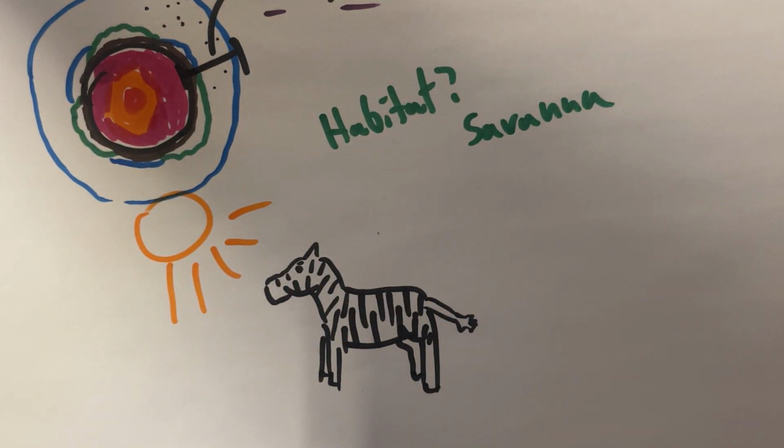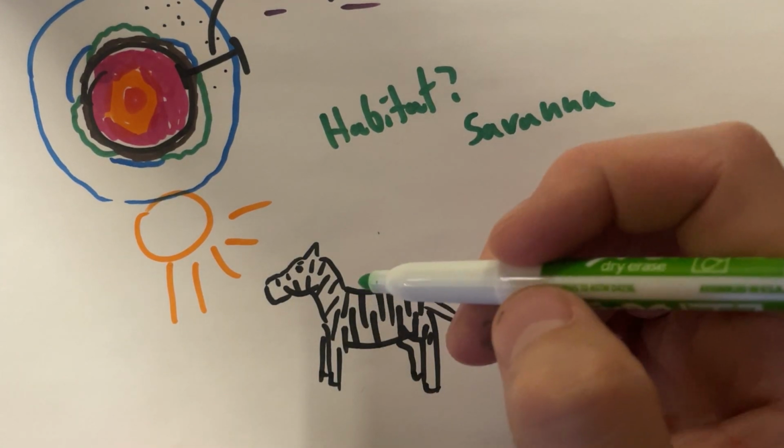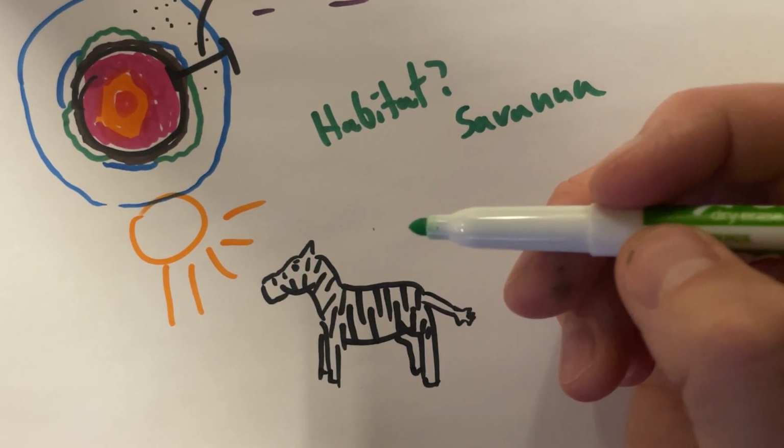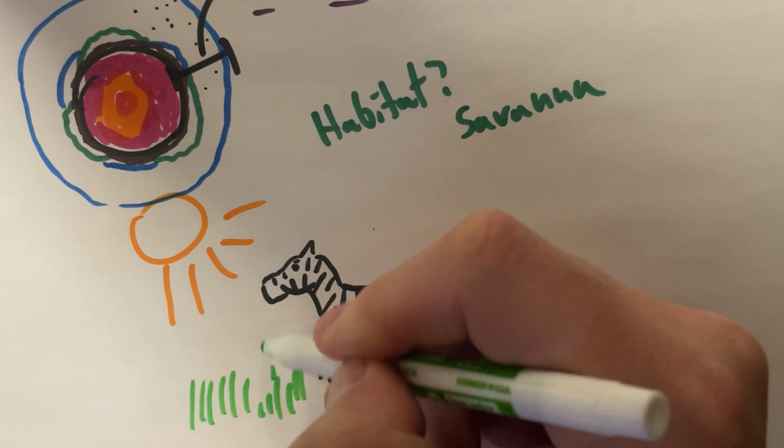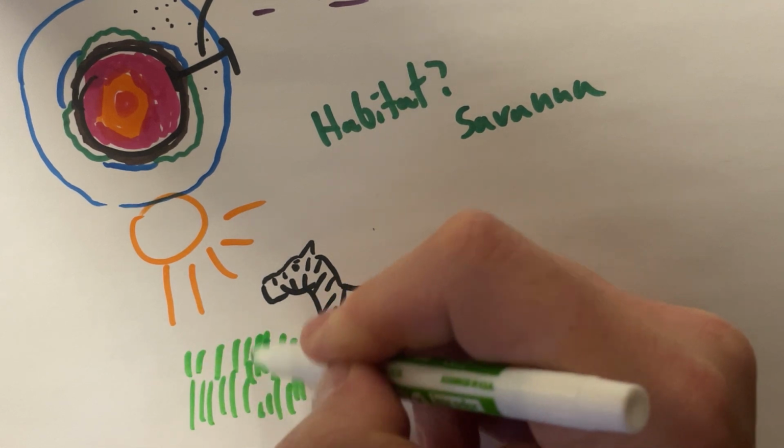Is the savannah a desert? It is dry though, right? So what type of plant life characterizes the savannah? Cactuses? There's no cactuses in the savannah. Grass. Think Lion King, guys. Yeah, there's grass. Zebras eat grass.